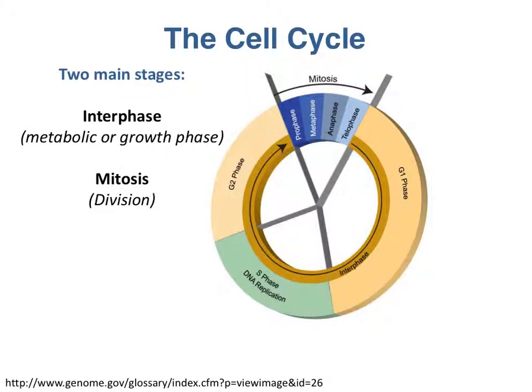There are two main stages to the cell cycle. You have mitosis, when a cell actually divides to make two new daughter cells, and you have interphase. Interphase is in between cell divisions, when a cell is carrying out its normal functions, making proteins, taking in nutrients, secreting molecules, whatever the normal functions of that cell are. The amount of time it takes for a cell to complete one cycle is highly variable.